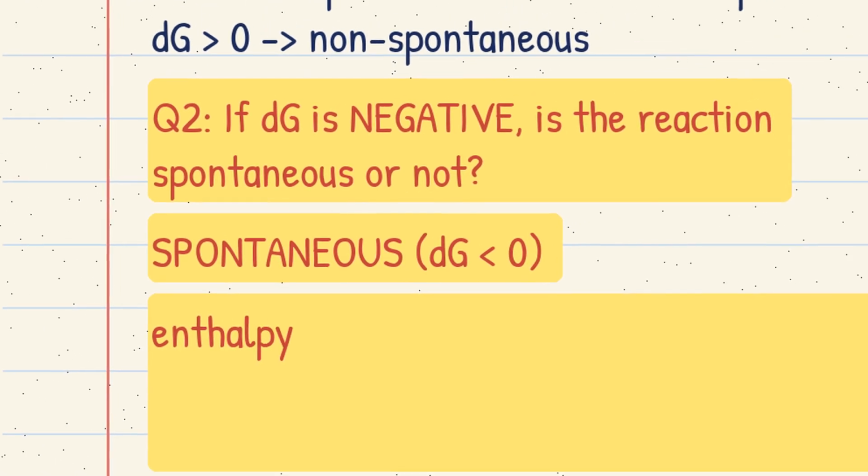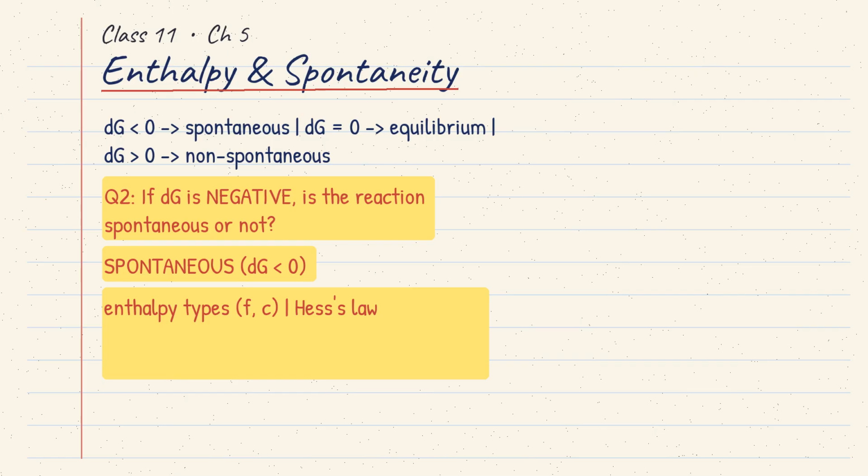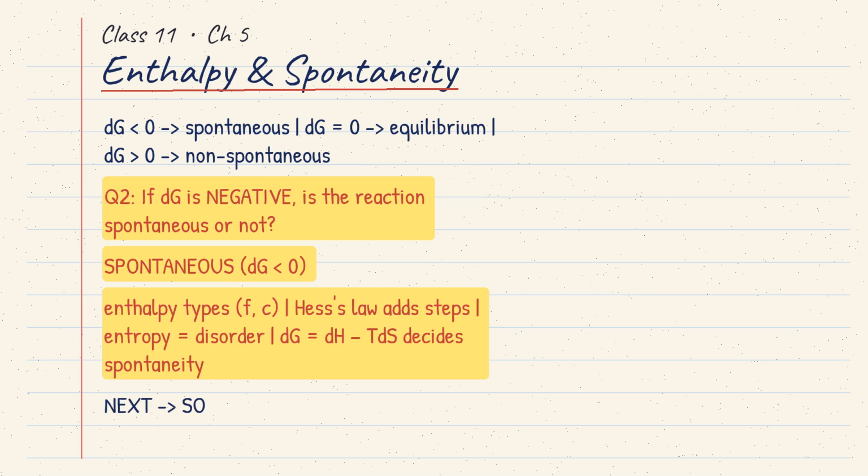So remember. Enthalpy of formation and combustion. Hess's law lets us add steps. Entropy is disorder. And delta G equals delta H minus T delta S decides spontaneity. Next time, we solve thermodynamics numericals step by step.